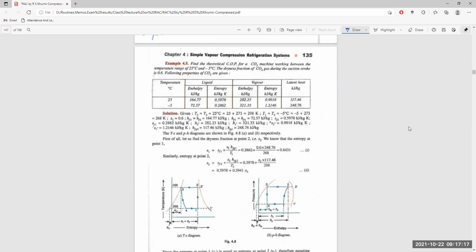The problem given is to find the theoretical COP of a carbon dioxide machine, meaning the refrigerant is CO2. It is working between the temperatures of 25 degrees and minus 5 degrees. So T2 is the high temperature, 25 degrees centigrade plus 273, which is 298 Kelvin. And T1 is the isothermal process during evaporation, which is minus 5 degrees centigrade.